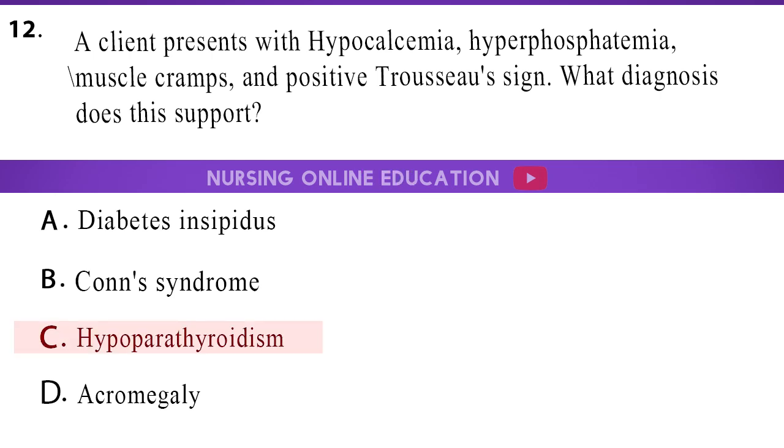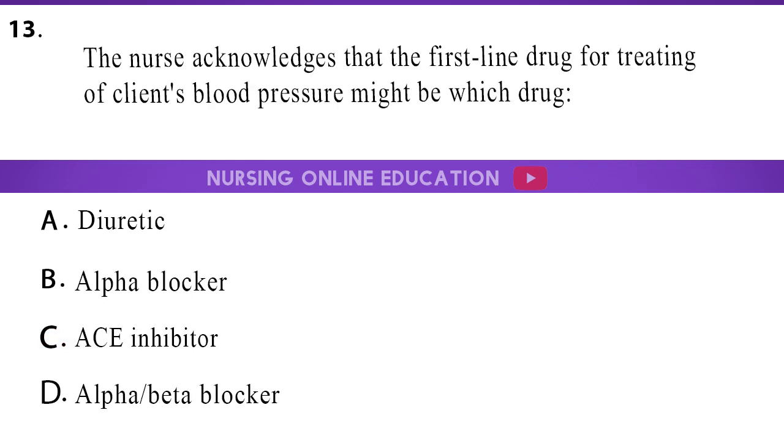The answer is option C. Hypoparathyroidism. 13. The nurse acknowledges that the first-line drug for treating the client's blood pressure might be which drug? A. Diuretic, B. Alpha blocker, C. ACE inhibitor, D. Alpha/beta blocker.